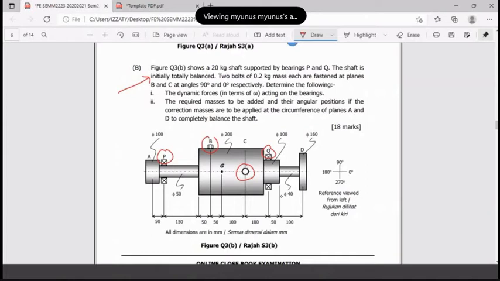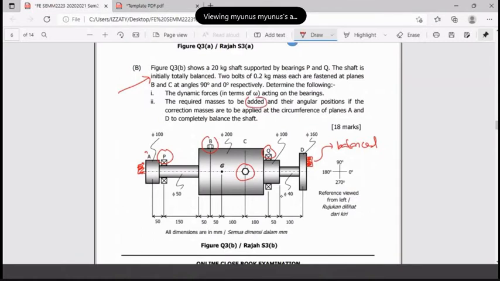Then the required mass to be added, and their angular position, if the correction masses are to be applied on the circumference of A. Then you have to put something at A, and you also need to put something at D. This one is the balance mass. We need to know what MD is, and also MA. To add becomes positive. So you will have MA and MD.